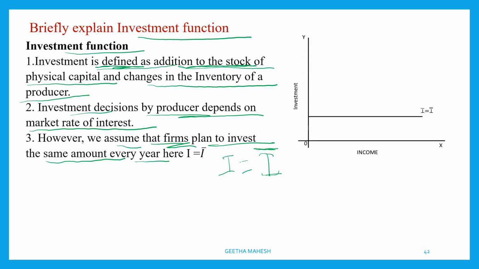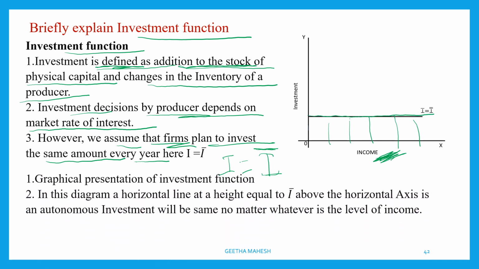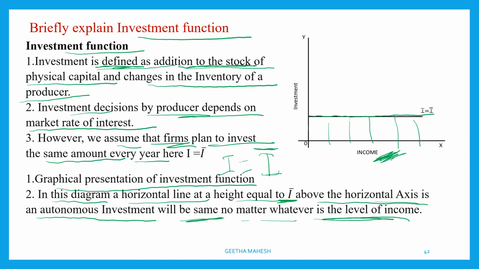You can see in the diagram, the investment remains constant whatever may be the level of income. So here is a graphical representation of the investment function. In this diagram, the horizontal line at a height equal to Ī above the x-axis, the horizontal axis, is autonomous investment, which will be the same no matter what the level of income.